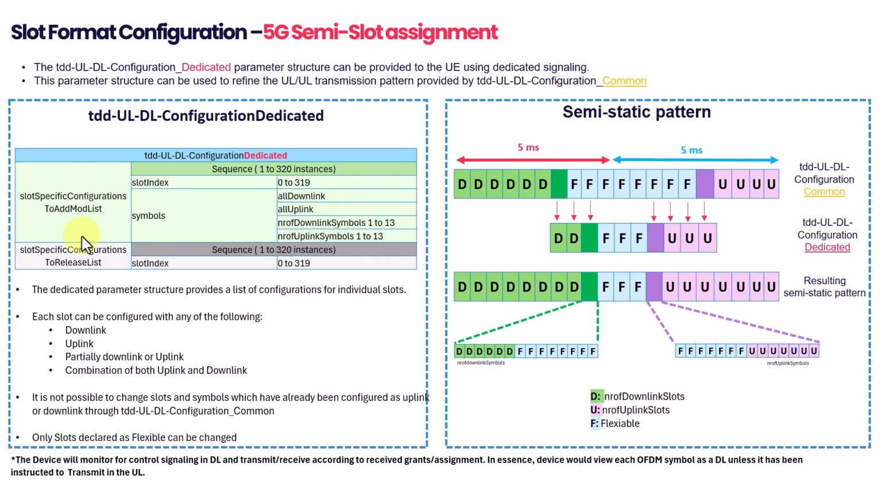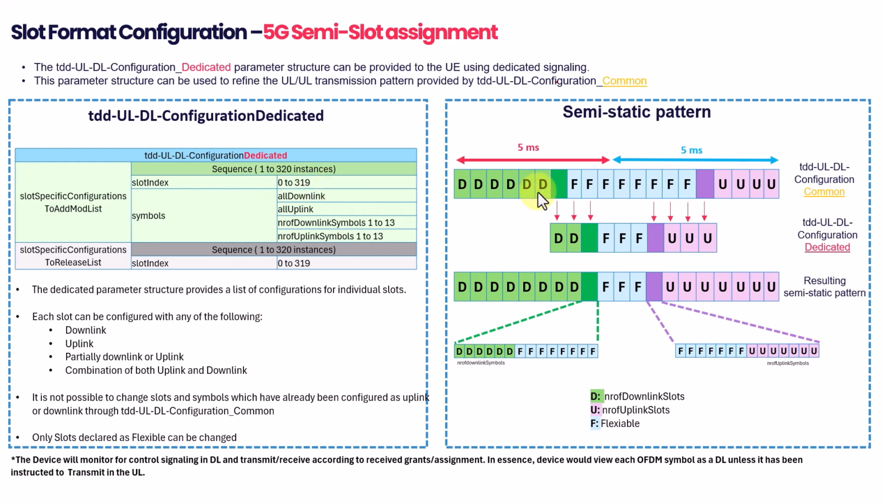So as you can see here, this is called slot specific configuration to add/mod list. You have a slot index, which explains the number of slots we require to change. Here it's showing up to 320 because we can have 320 slots when speaking about the higher SCS, which is 120, 240, and so on. But currently it's fixed to 80 slots only, which is up to 60 kilohertz as I remember, or 120. So the slot index tells you which slot needs to be configured.